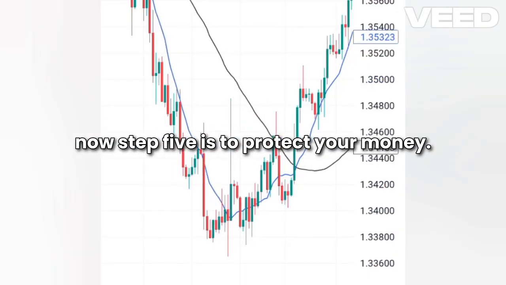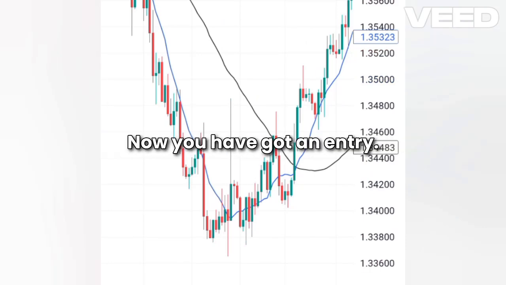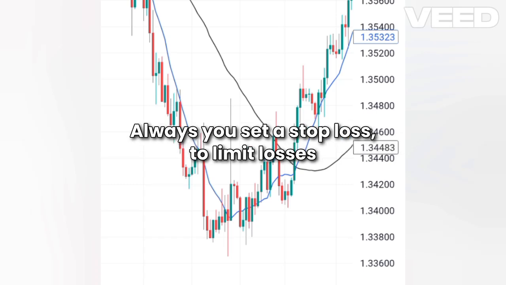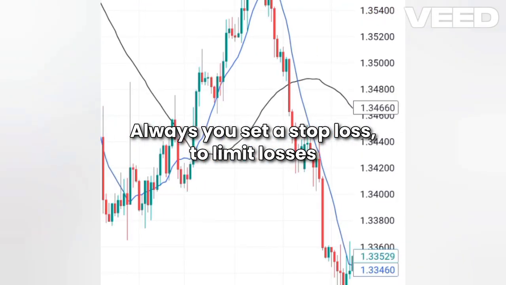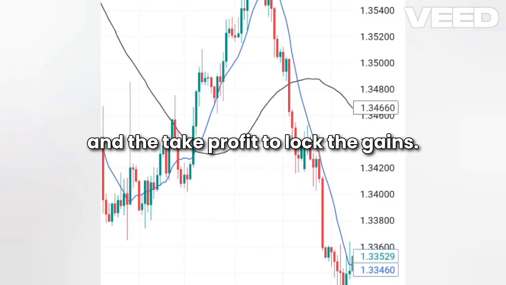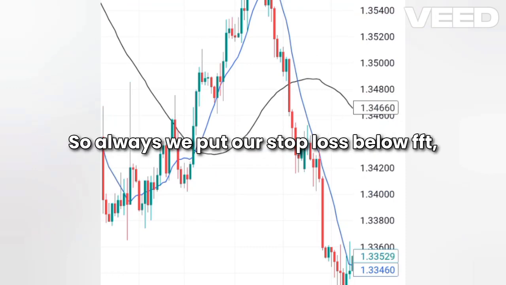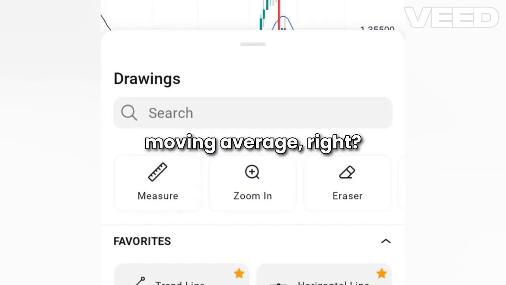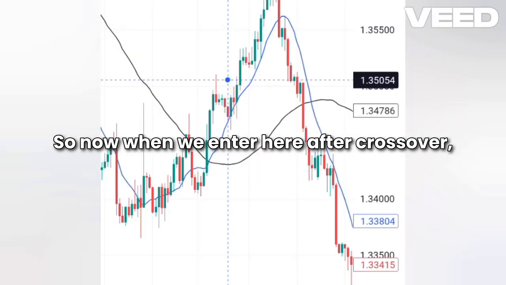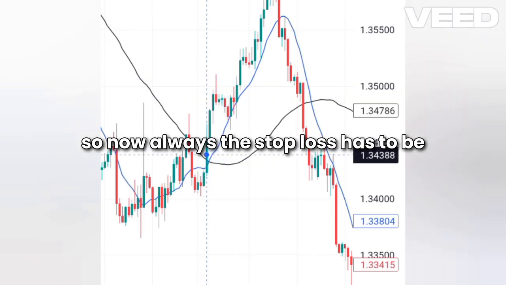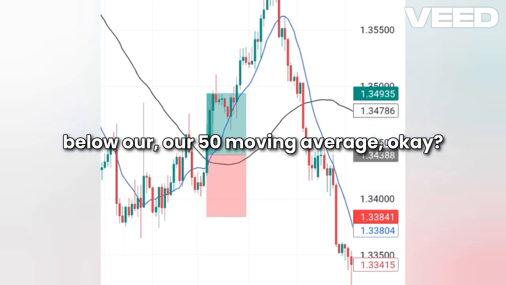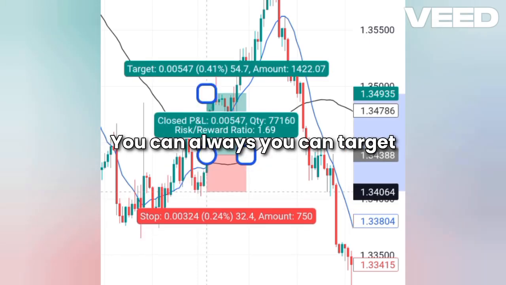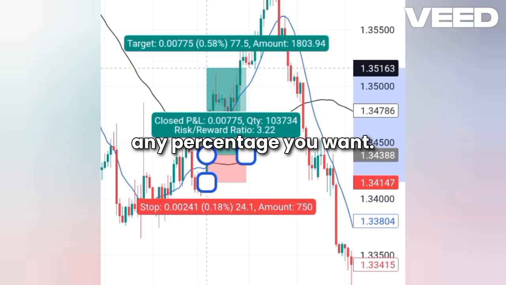Now step 5 is to protect your money. Now you have got an entry. How do you protect your money? Always set a stop loss to limit losses and a take profit to lock in the gains. We always put our stop loss below the 50 moving average. So when we enter after the crossover, the stop loss has to be below our 50 moving average.